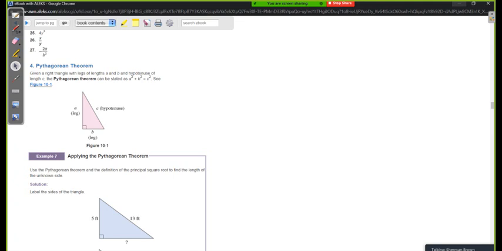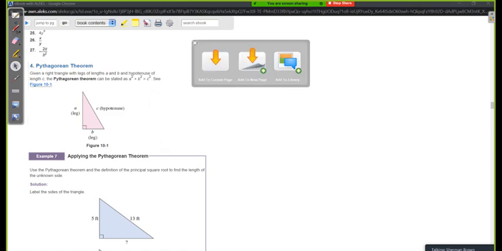Okay, so there are a few things that even your parents remember about mathematics, and one of them is the Pythagorean theorem. Given a right triangle with legs of length a and b and hypotenuse of length c, the Pythagorean theorem can be stated as a squared plus b squared is equal to c squared.